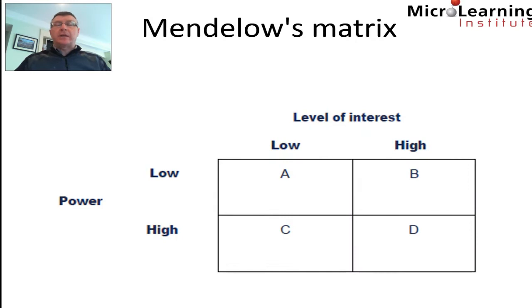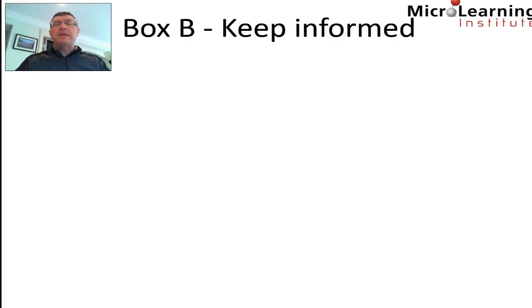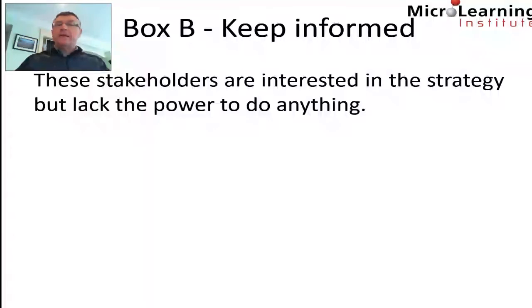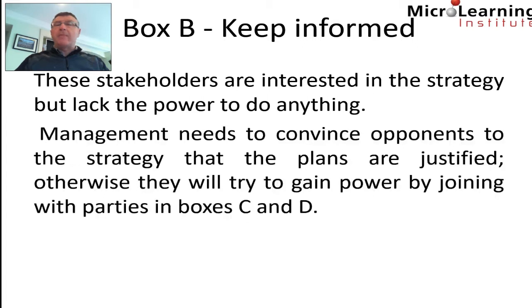Now let's look at the stakeholders that we've categorized in box B. And as you can see with box B, again these stakeholders have low power, but different to the stakeholders in box A, these guys now have high levels of interest. And Mendelow proposes that the best strategy for these stakeholders is to keep them informed. These stakeholders are interested in the strategy, but they lack the power to do anything about it. Management needs to convince opponents to the strategy that the strategic plans are justified. Otherwise, the stakeholders who occupy this box will try to gain power by joining with parties in boxes C and D, whom we're going to look at soon.